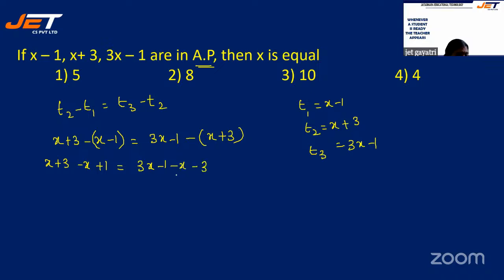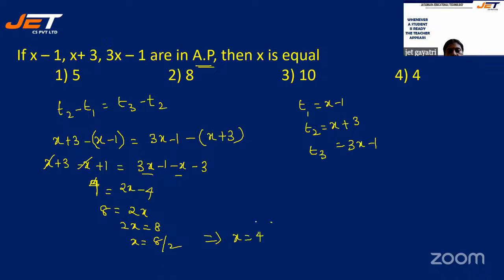So 1 plus x, 1 minus x. So 3 plus 1 is 4, is equal to 3x minus x is 2x minus 4. So when this 4 comes to this side, it becomes plus 4, 8 is equal to 2x. So 2x is equal to 8, x is equal to 8 by 2, which implies x is equal to 4. So the answer must be option 4.